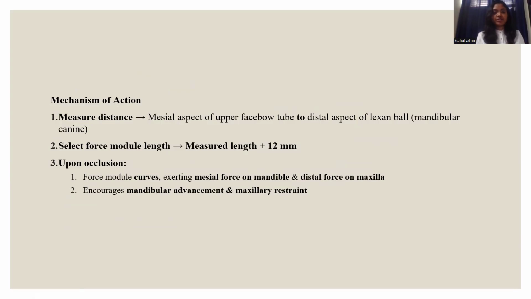So in the mechanism of action, we measure the distance from the mesial of the upper facebow tube to the distal aspect of the Lexan ball, that is the mandibular canine. Then we select the force module length based on this, that is the measured length plus 12 mm. Upon occlusion, the force module curves, exerting mesial force on the mandible and distal force on the maxilla.